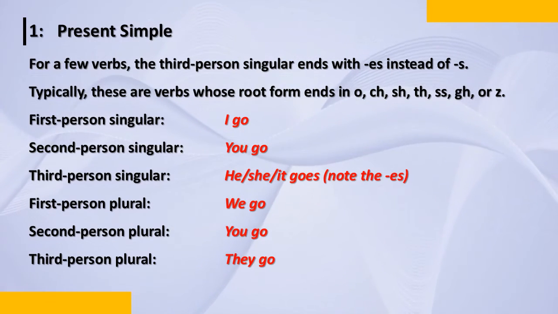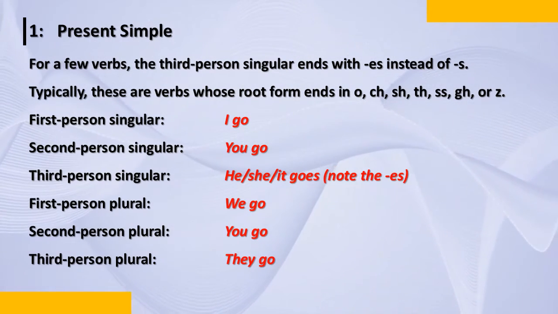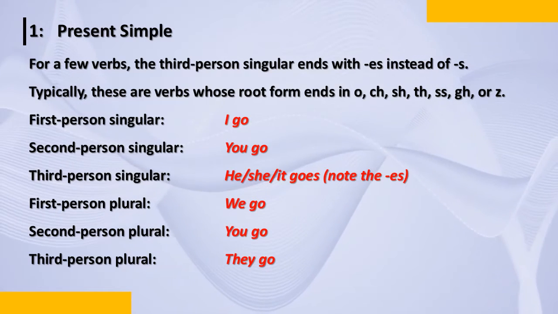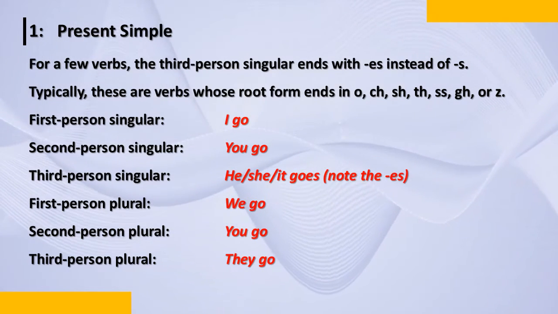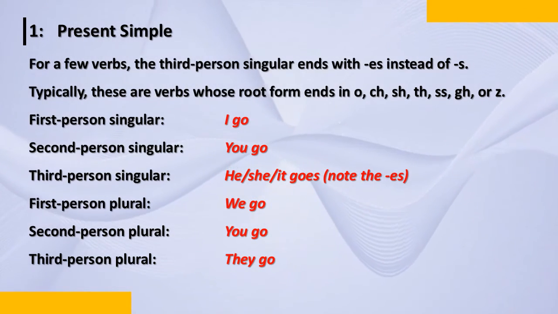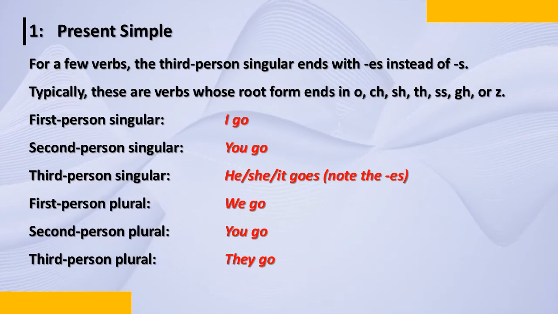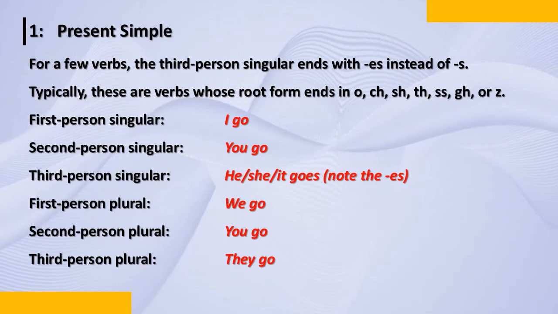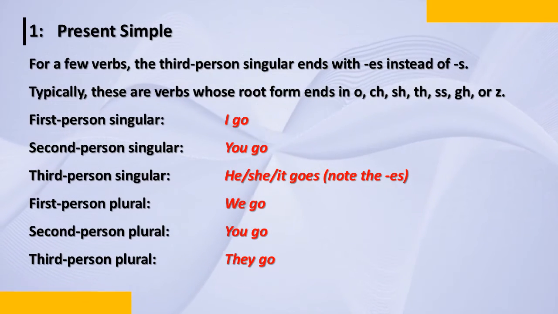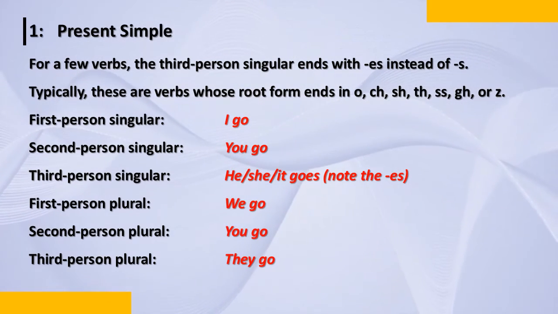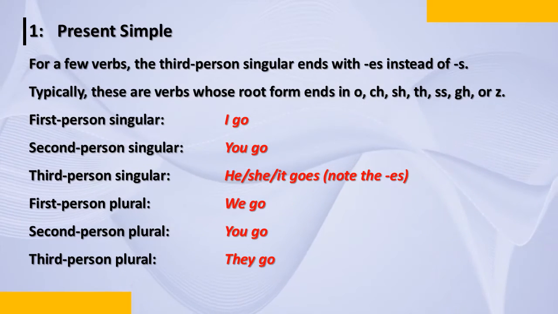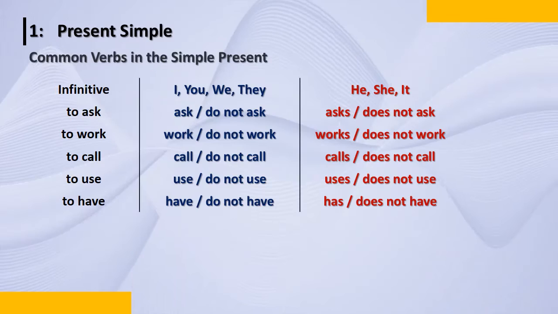It is not I goes, you goes. No, I go, you go. Or we go, you go. And in the third person, it is he goes to the church every Sunday. He goes to the park every evening. So this is the present simple where the third person singular ends with es.